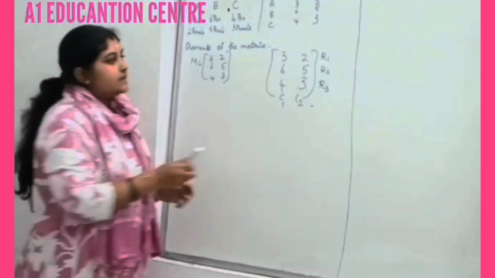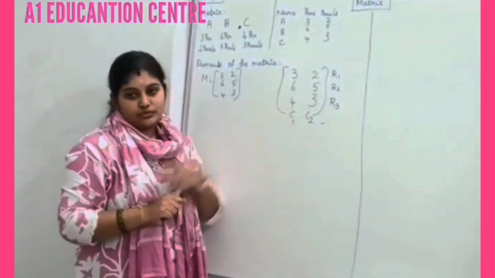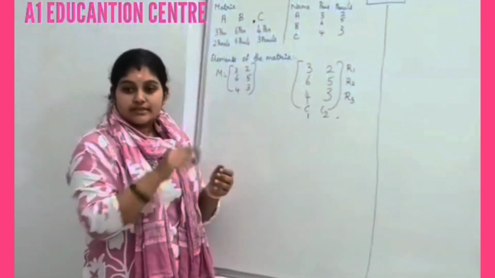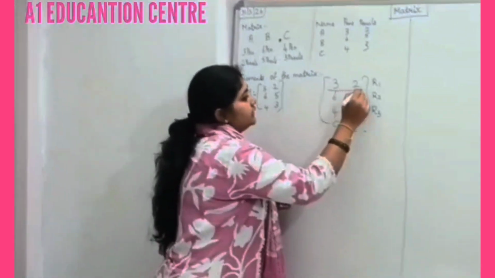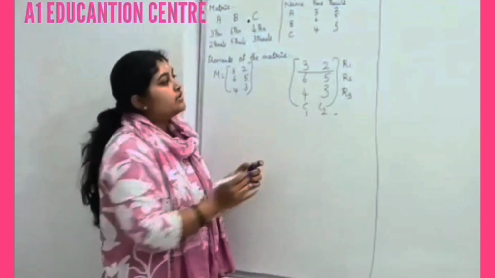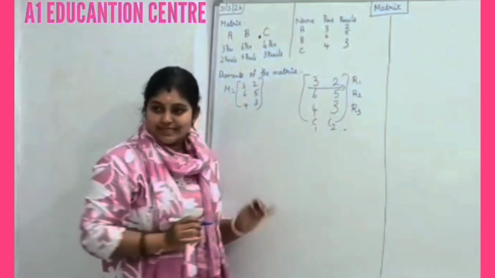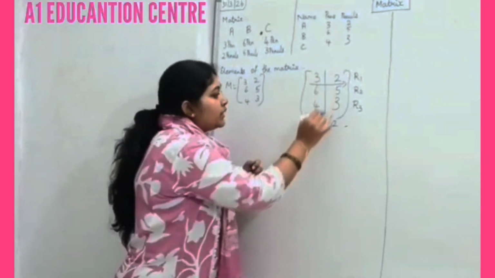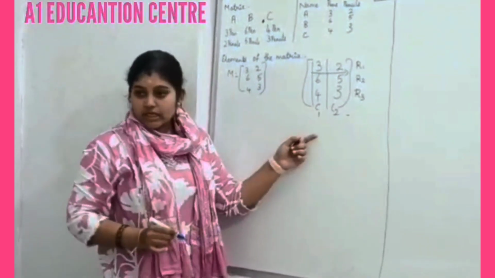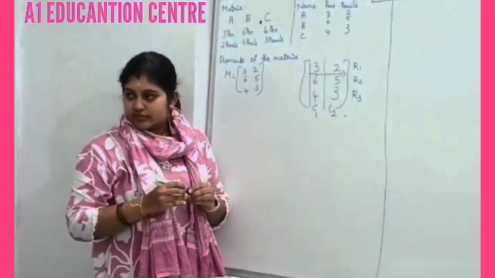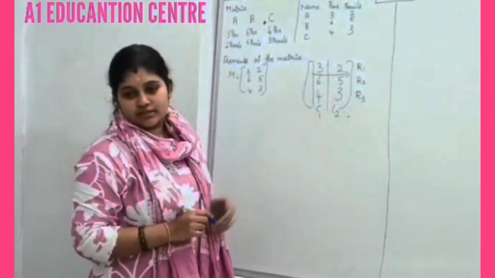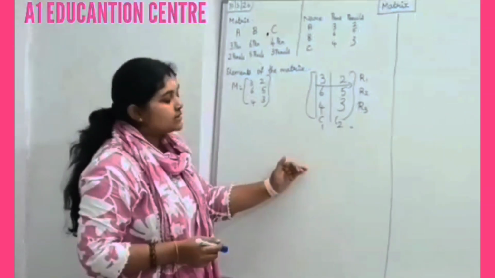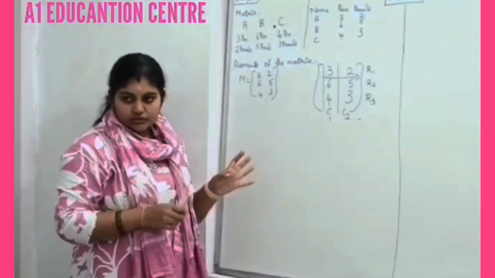So what do you mean by rows? Rows are nothing but a horizontal line. In a horizontal line only the rows will be the same. And what do you mean by a vertical line? It is a column. You understood? So a horizontal line is known as rows and a vertical line is known as columns. So you all know what this is.